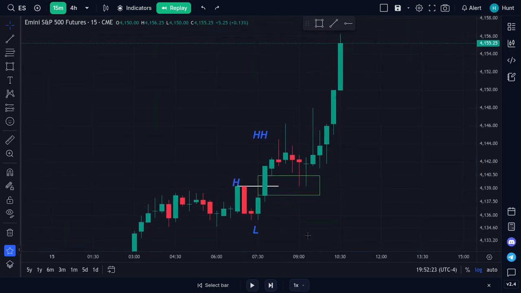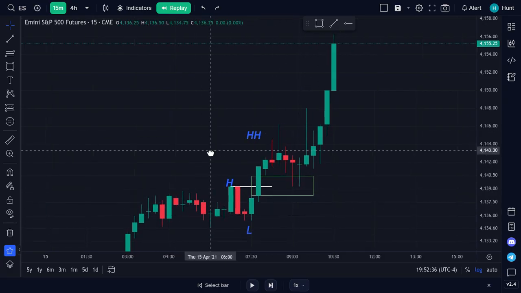So guys, that is the basics of market structure. That is how to identify highs, what they are, the difference between lows, highs, higher lows, lower highs, the anatomy of a candlestick, and how to identify market structure correctly.